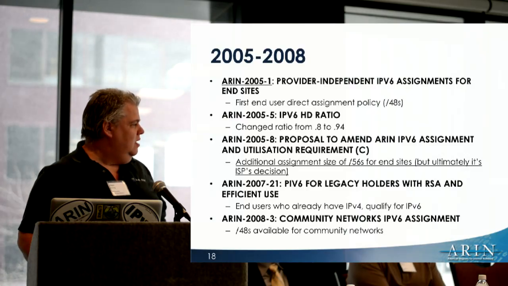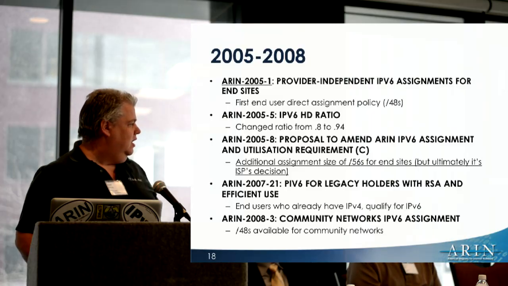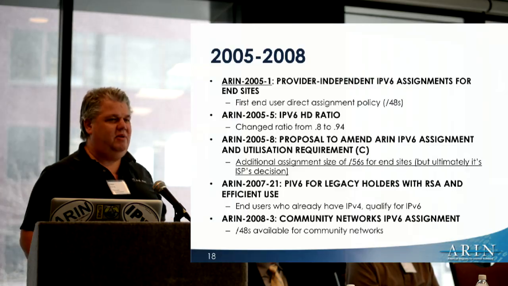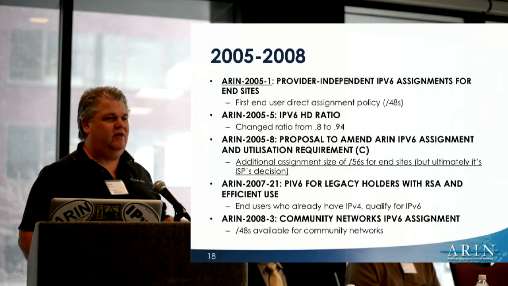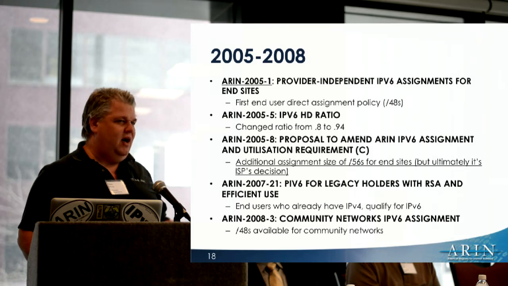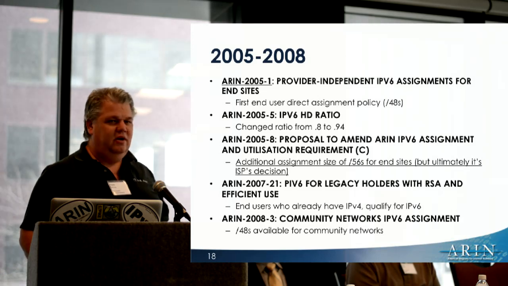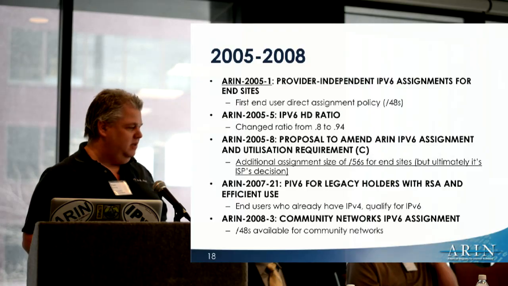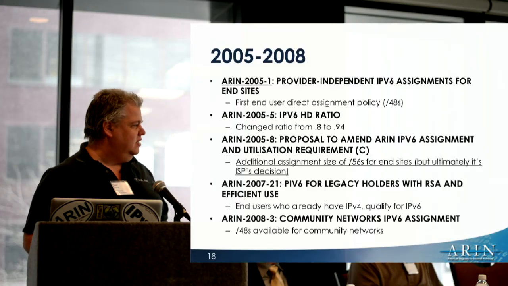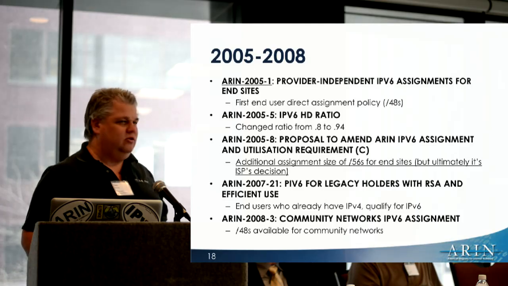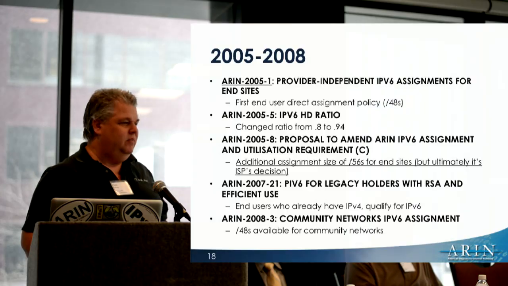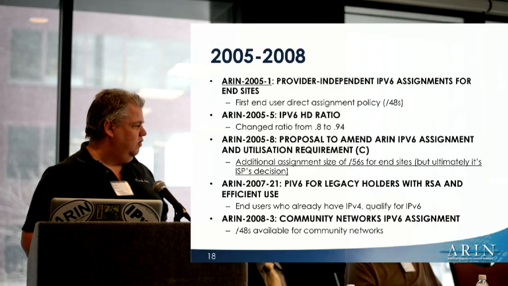2007-21, IPv6 for legacy holders with RSA and efficient use. I think I also wrote that one. That was end users who already have IPv4 shouldn't have to jump through a lot of hoops to qualify for IPv6. Obviously, if they've already qualified for v4, they have met the basic criteria we intended, and that should be sufficient to allow them to get v6. That did remove a lot of hurdles for a lot of people, and I think it did significantly increase the adoption rate at which people were getting v6 from ARIN, at least.